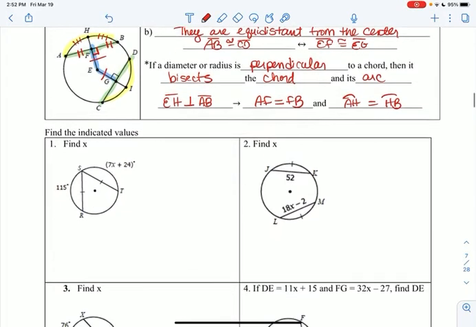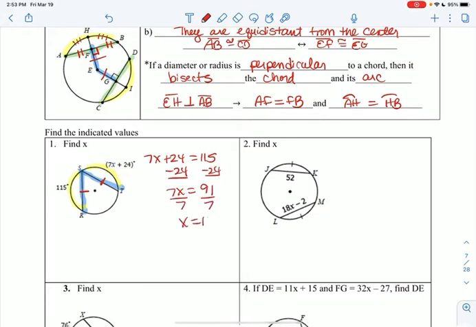All right, so let's look at what we have down here. In number 1, I'm telling you that these chords are congruent. See how they're marked congruent right here. If they're congruent, then that means that these arcs have to be congruent. So I need to set up an equation and solve for x. I'm just going to take those two arcs and set them equal to each other and solve. So 7x plus 24 equals 115. I'm going to subtract 24 from both sides. 115 minus 24 is 91. And then when I divide by 7, I get x equals 13.